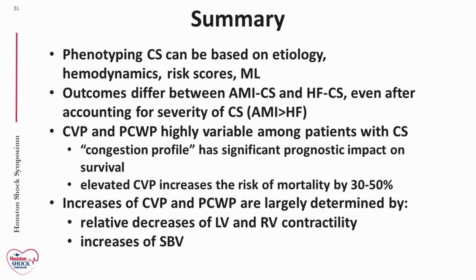And I think as we learn more about the hemodynamics of shock, we understand that this variability of CVP and wedge is determined by relative decreases in RV and LV contractility and increases in stress blood volume that in turn are likely largely determined by the effects of sympathetic nervous system activation and things we do on the venous system, which is really an untapped area of investigation in shock.